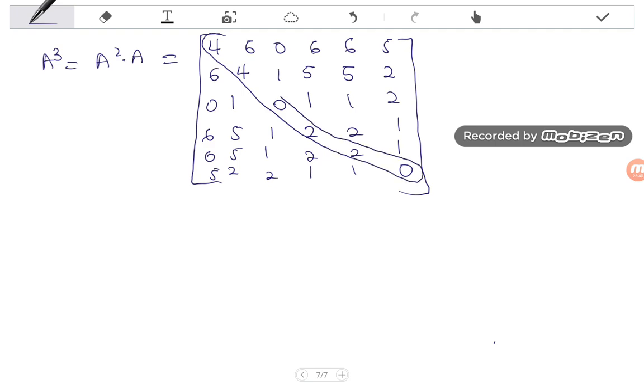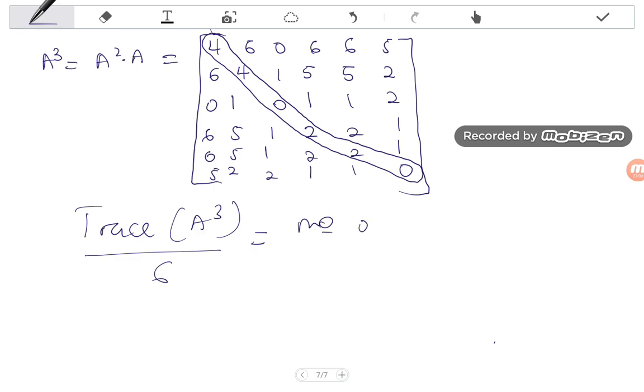Now, if we sum the trace, or find the trace of your matrix and divide it by 6, that tells us the number of triangles in the network. So the trace of A cubed divided by 6 gives us the number of triangles in the network. Alright, so let's find the trace. We have 4 plus 4 plus 2 plus 2. That will give us 12 divided by 6, and this is equal to 2. It means there are only 2 triangles in our network.